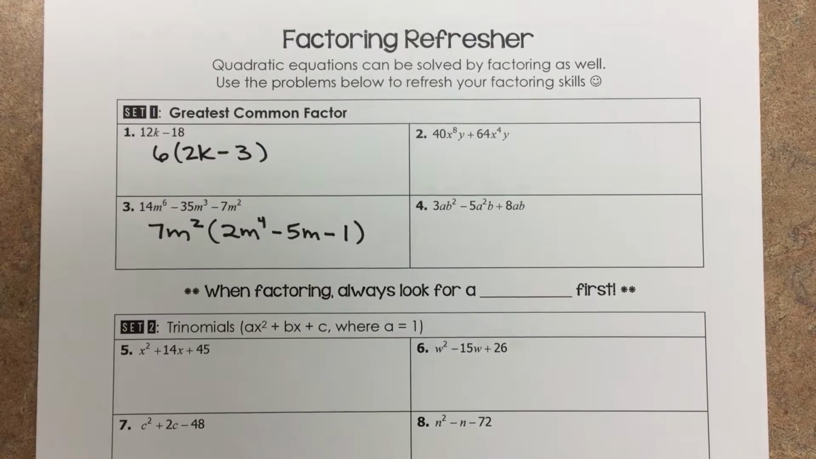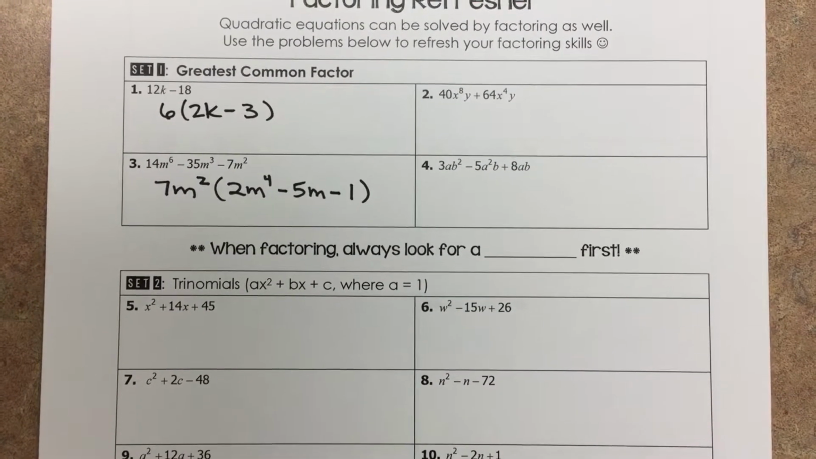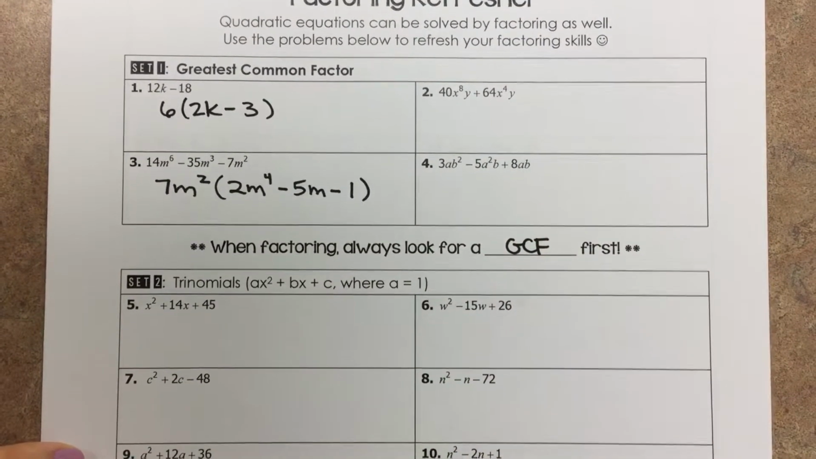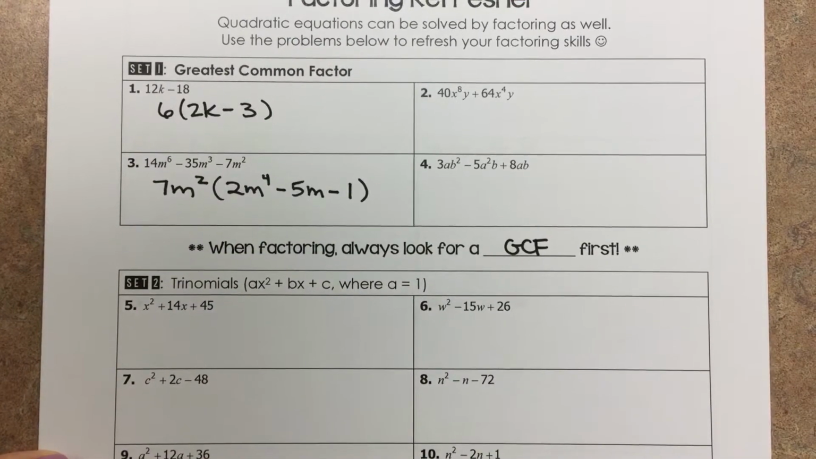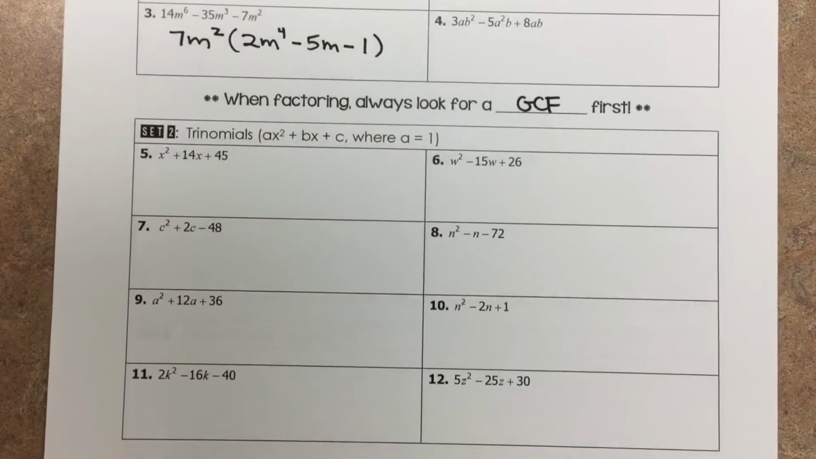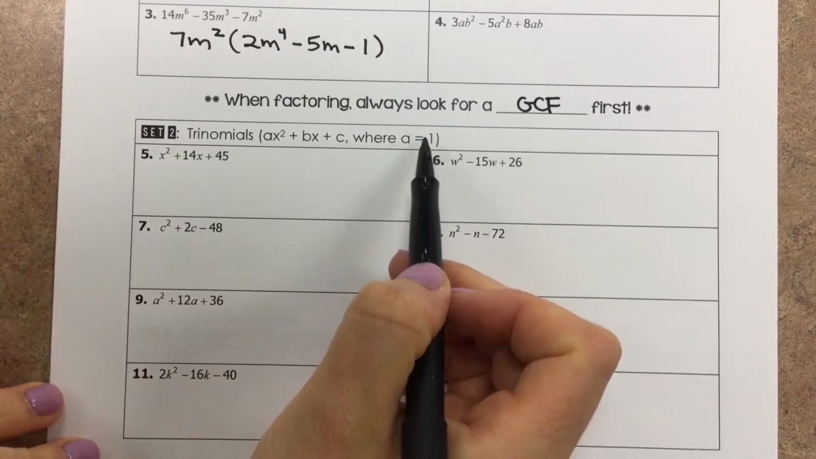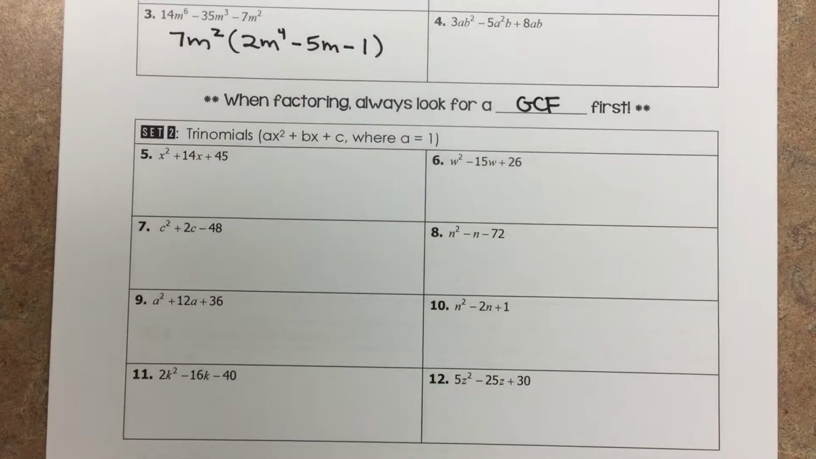So that's our first set. So the next set, we've got a little reminder right here. When you are factoring, and I've said this before, but just a little reminder, always look for a GCF first. So that's going to continue to apply as we move through the rest of this worksheet. All right, so next set, trinomials, where they're x squared plus bx plus c, and a is 1. So there's no leading term here, no 2x squared or 3x squared.